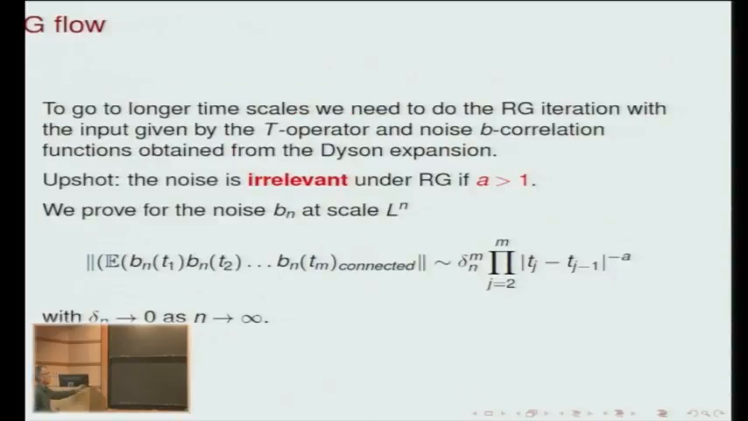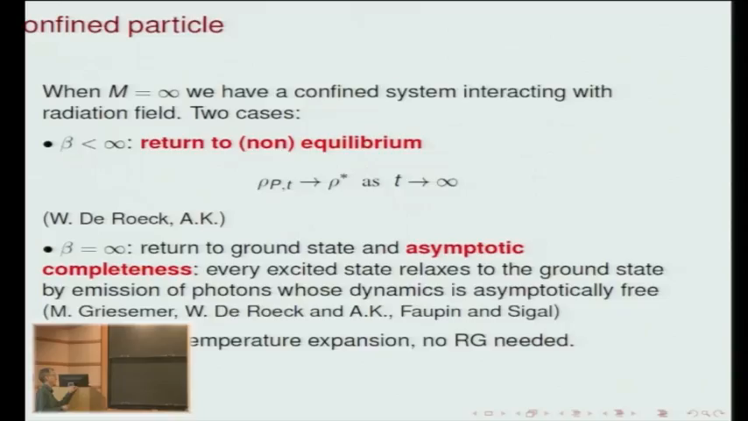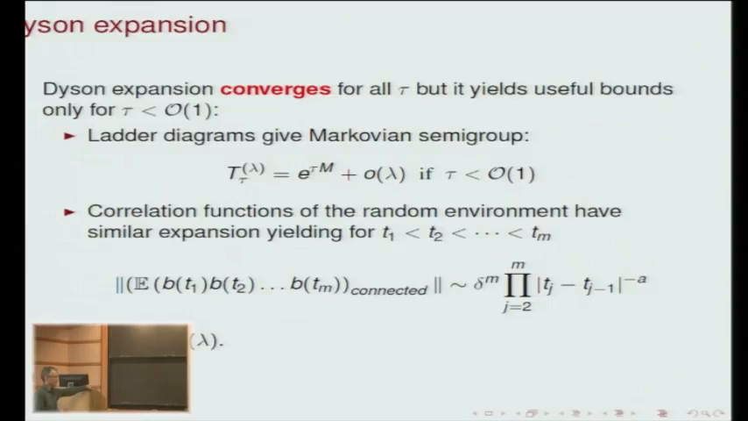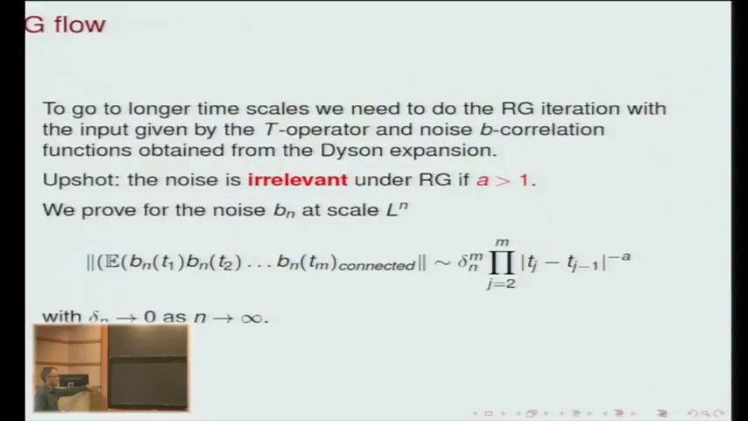So once you run this renormalization group, you successively compute the effective scale L to the n correlations. And what happens is that they preserve their decay in time exactly in the same way as the original noise was. The only thing which is changing is that their amplitude goes down as n goes to infinity. So the noise correlation functions go to 0.